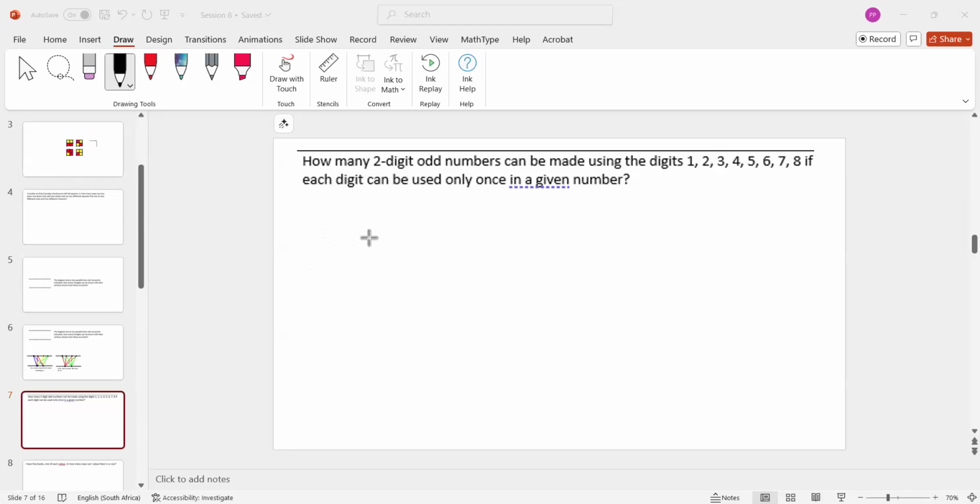So you want to choose two-digit odd numbers. In other words, I must create a two-digit number. This number could start from 10 and go all the way up to 99. Those are the only two-digit numbers. Now, you can choose them only from these 8 digits, so you're not allowed to choose 0 or 9, because those two are also digits. Each digit is to be used only once. But it's odd numbers, so they must be odd.